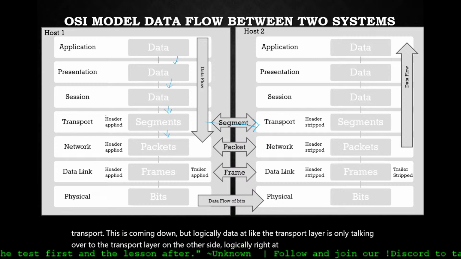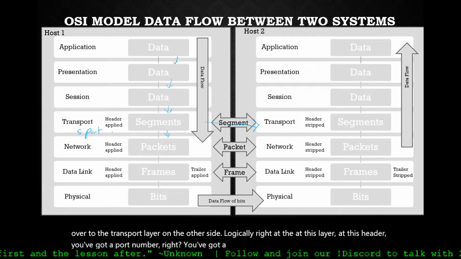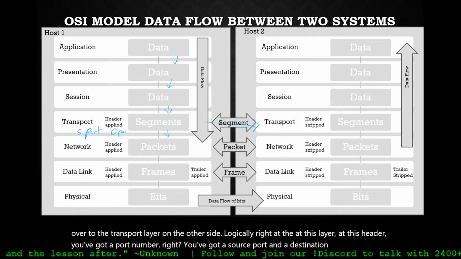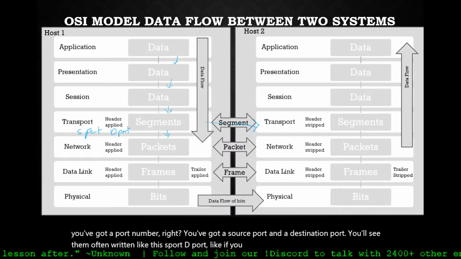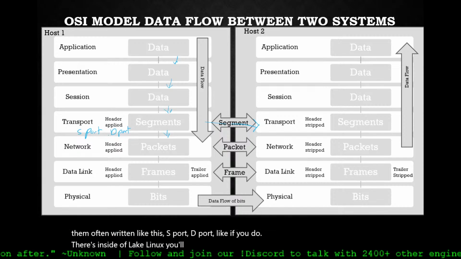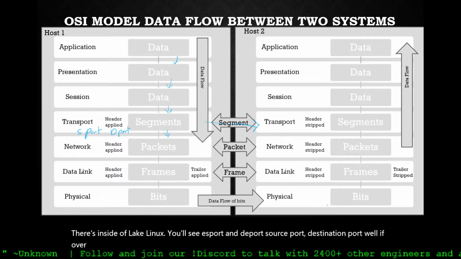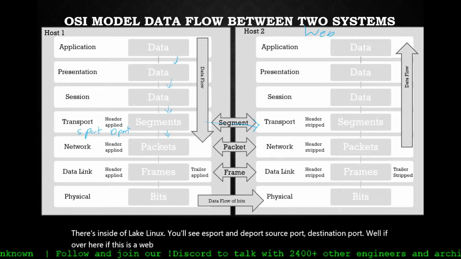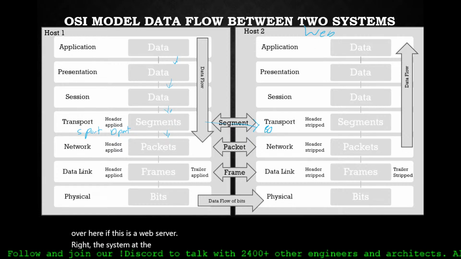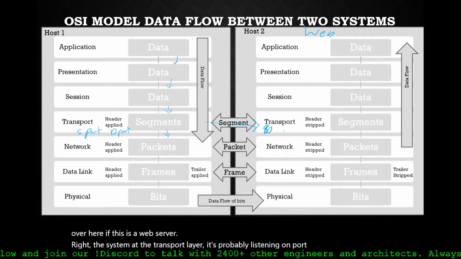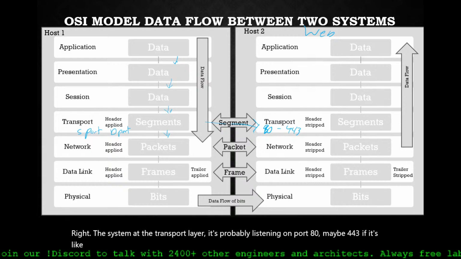At this layer, at this header, you've got a port number. You've got a source port and a destination port. You'll see them often written like this: S port and D port. Like if you do filters inside of Linux, you'll see S port and D port, source port and destination port. Well, if over here this is a web server, the system at the transport layer is probably listening on port 80, maybe 443 if it's TLS or something.